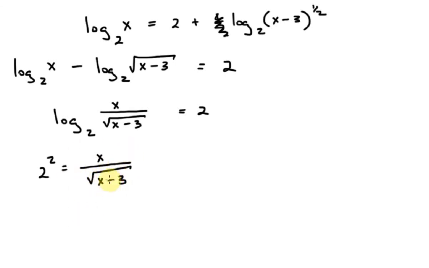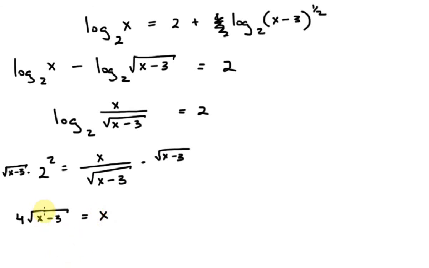So now I've got to solve this equation. So here's what I'm going to do. I'm going to multiply both sides by the square root of x minus 3. What I want to do is get rid of the fraction. So what we're going to get on the left side of it all is 4 times the square root of x minus 3. And on the right side, these guys cancel, and I just got x.